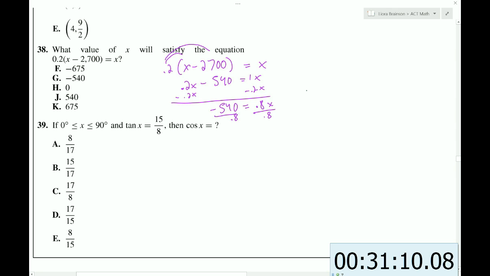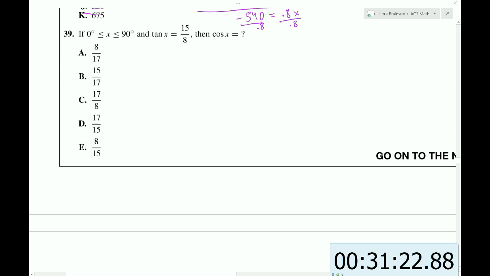Okay, and let's see. That's going to give a number bigger than 540, right? And it's going to be negative. So it's got to be this. Alright, so this tells me that I'm in the first quadrant. So we draw a reference triangle, and here's our angle. The tangent is 15 over 8. Tangent is opposite over adjacent.